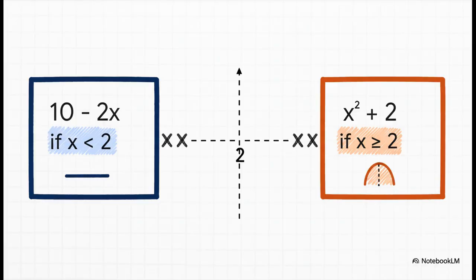Take a look at this one. It's like it has a split personality. For one part of its life, for all the x values that are less than 2, it follows the rule for a straight line. But the moment x hits 2 or more, bam, it switches to a completely different rule, the one for a curve. It's literally two different equations stitched together into one.